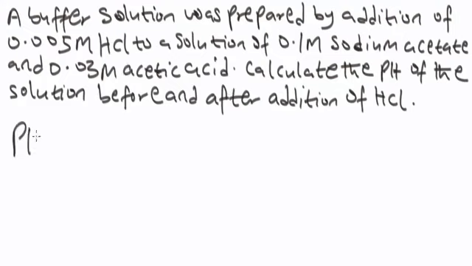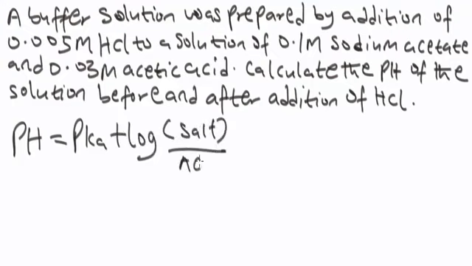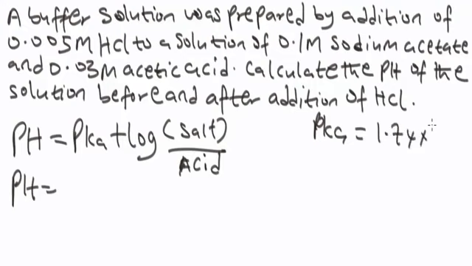The formula for pH uses the Henderson-Hasselbalch equation. So we're going to have pH equal to pKa, right, plus log of the conjugate base, which is the salt, over the acid. Alright, so for this question they give the pK value; they normally give the pKa value. For this one, they give me Ka as 1.74 times 10 to the power minus 5.